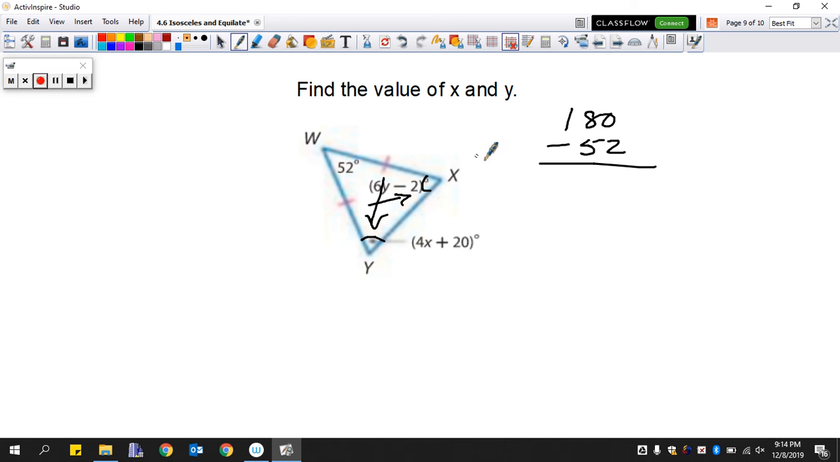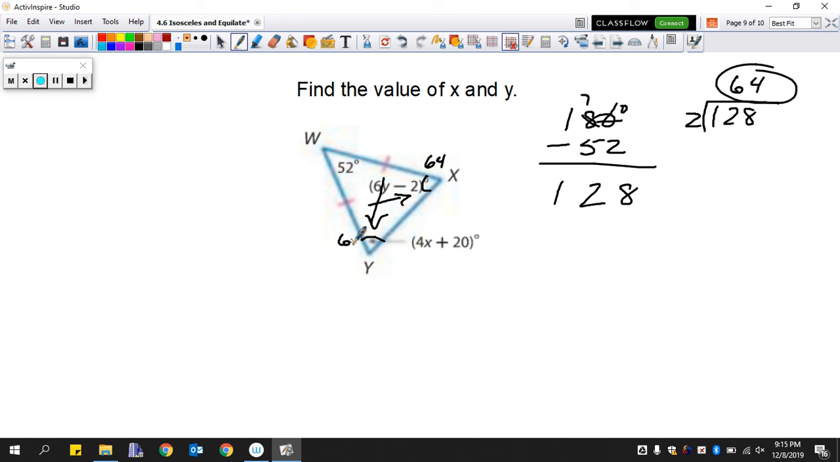So 180 minus the 52 we were already given. The 8 becomes a 7, 0 becomes 10, 10 minus 2 is 8, 7 minus 5 is 2, and bring down the 1. So we get 128. 128 divided by 2 is 64. So each angle is 64 degrees. Then we just set those equal to each other.